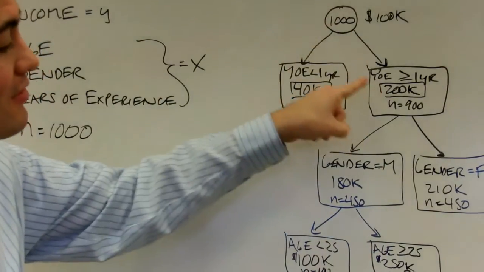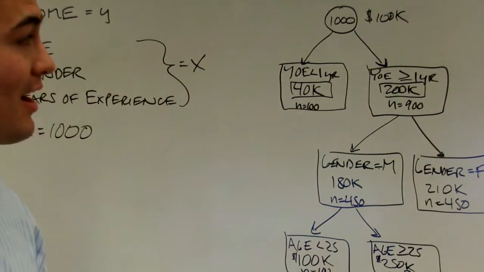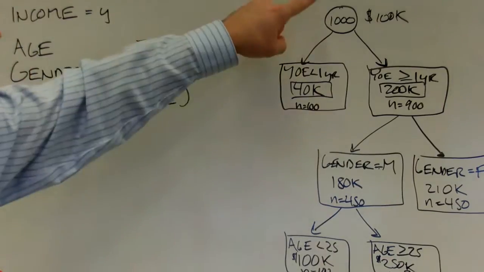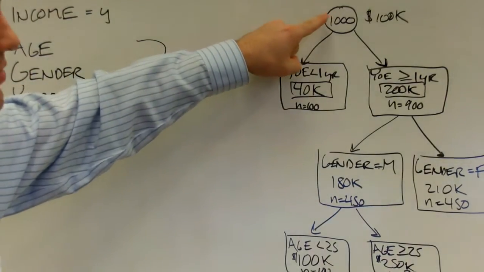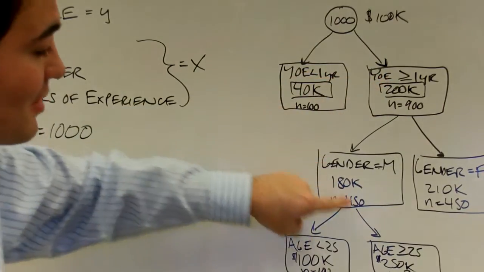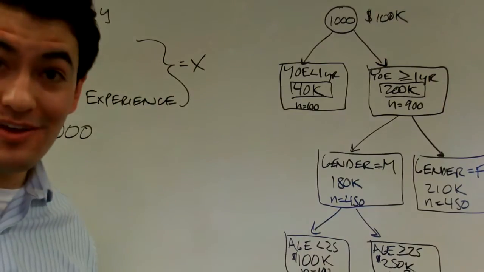And so what you could do, if somebody comes up to you that has 1 year of experience, who's male, who's over 25, well, how you would use this decision tree is you would say, let me see, let's follow it down. You're greater than 1 year of experience, you're male, and you're over 25. I would expect you'd make $250,000 a year.